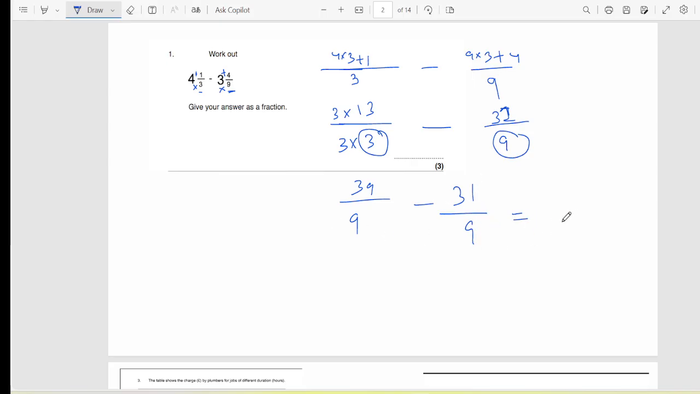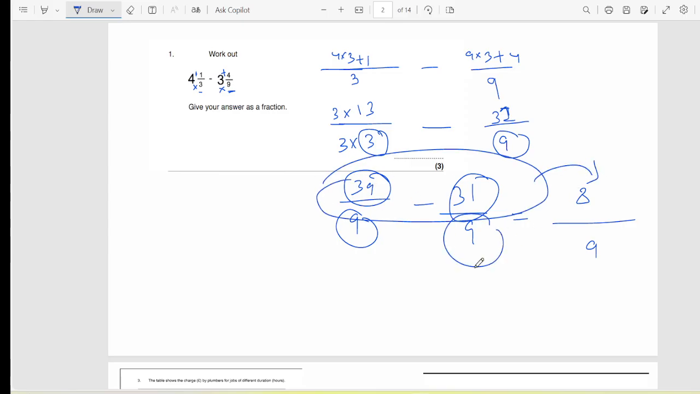Now the denominator is the same, so we keep it as it is, then we subtract the numerators, which would give you 8. So whenever the denominator is the same, we can just subtract the numerators and keep the denominator as it is. So our answer is 8 over 9.